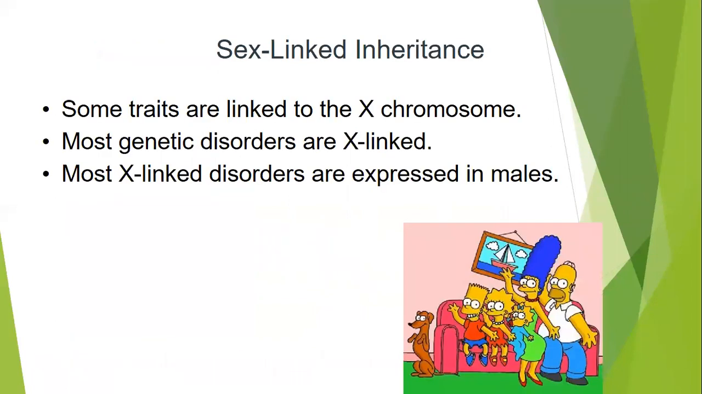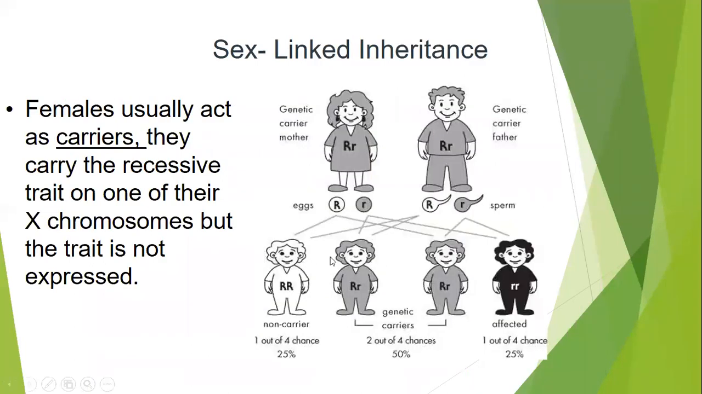Now, because the Y chromosome is smaller, men have less genetic material on that chromosome, thereby they are more apt to inherit disorders. Let's look at why that is. If a woman has this recessive trait for whatever disorder we're discussing, she has the other one to block it. So she's what we call a carrier. She has the possibility to have the disorder.